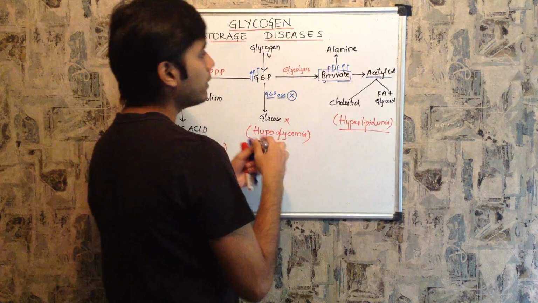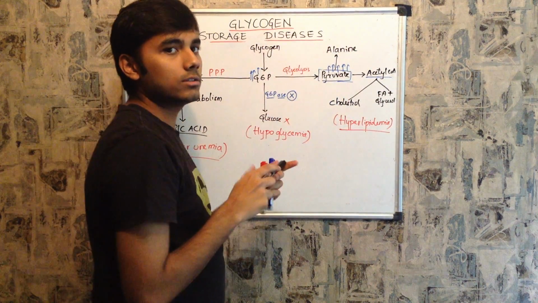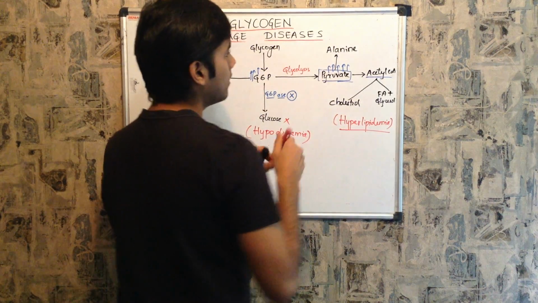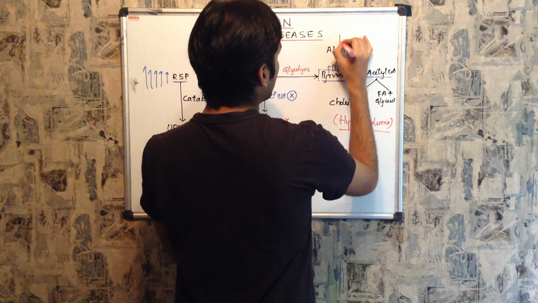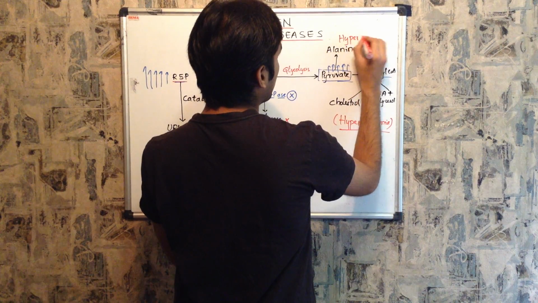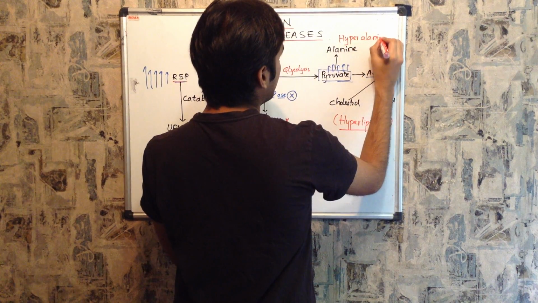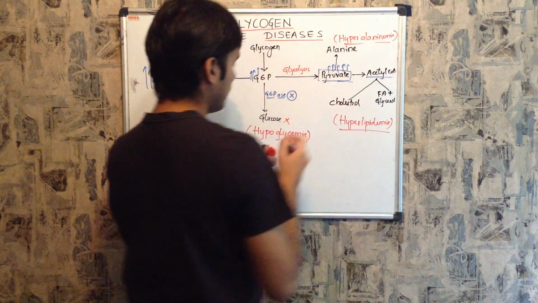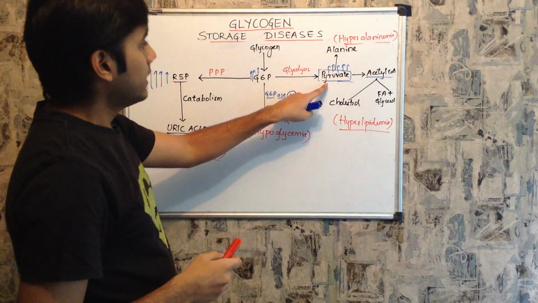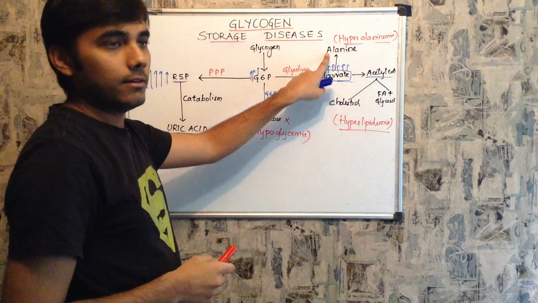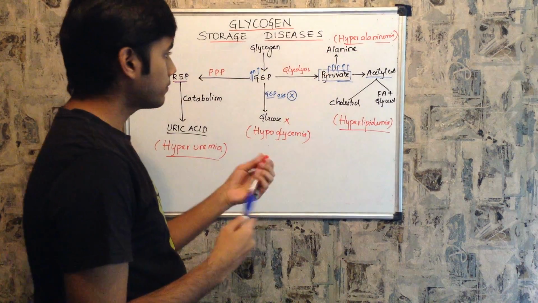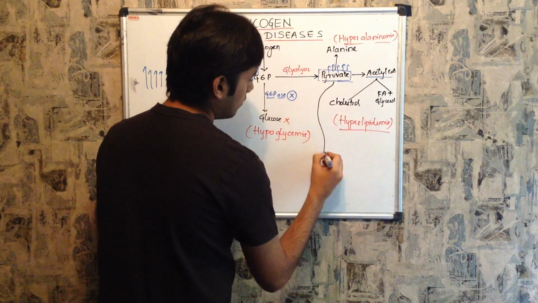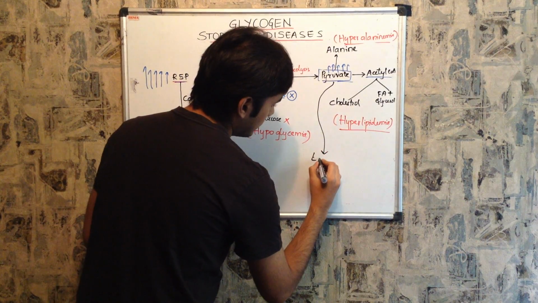Right? If more pyruvate is formed, more alanine is formed. So this is called hyperalaninemia. Next, pyruvate not only forms alanine, but pyruvate also forms lactic acid or lactate.